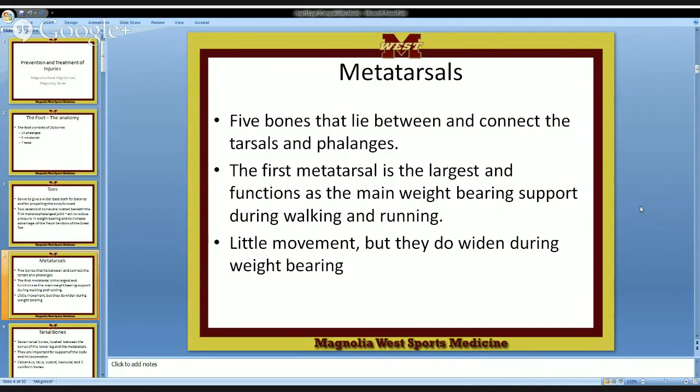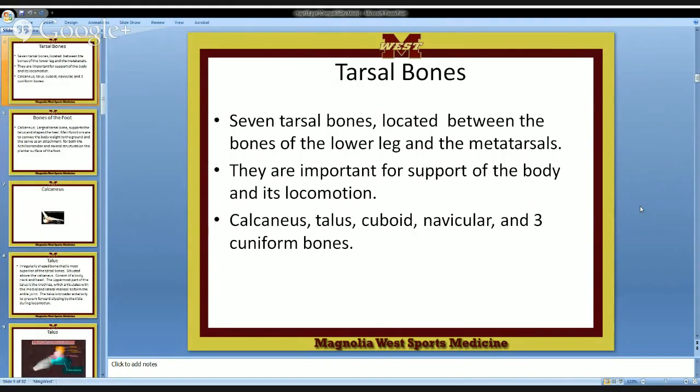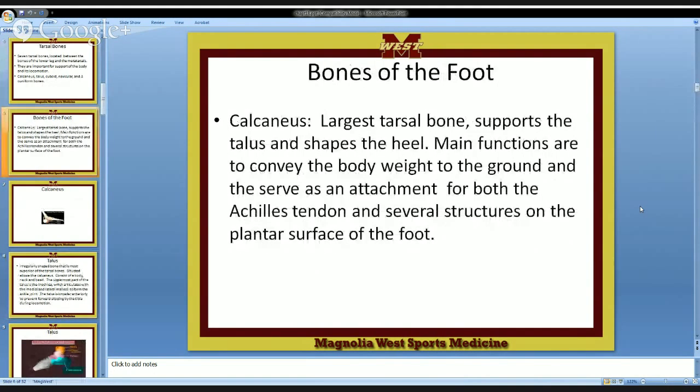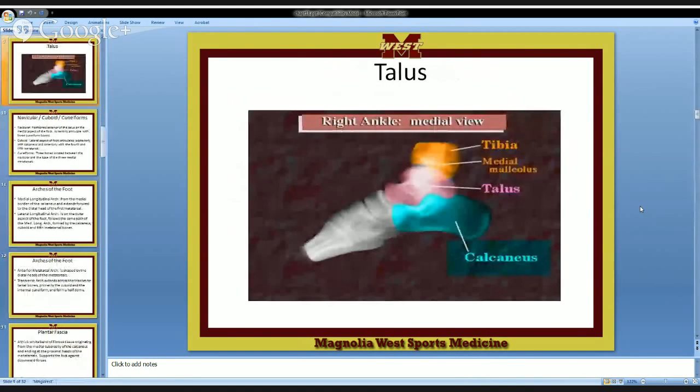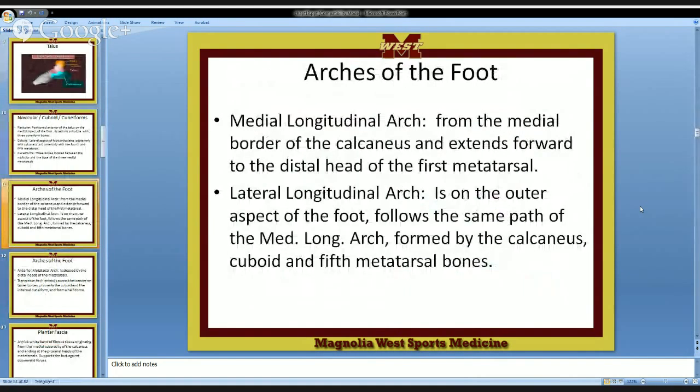Your metatarsals, your phalanges, your tarsal bones. We talked about the calcaneus. We had got all the way up to, I believe, the arches of the foot. Medial longitudinal arch. If there's a medial, there's going to be a lateral. Why would they put medial on there to differentiate it? They would just call it longitudinal arch, right?